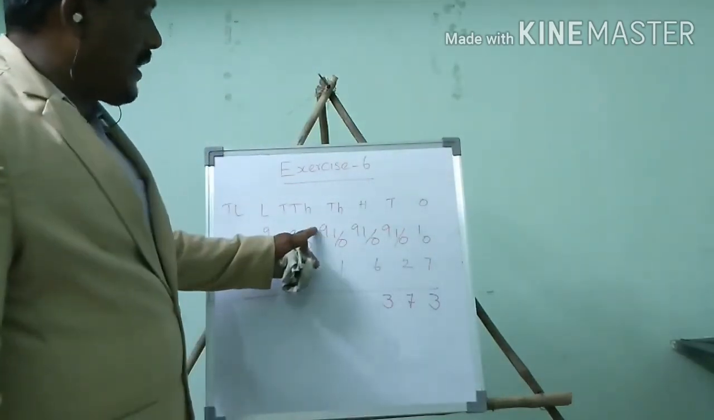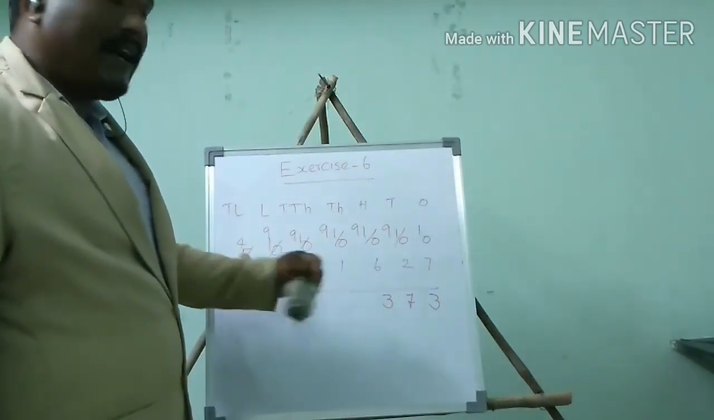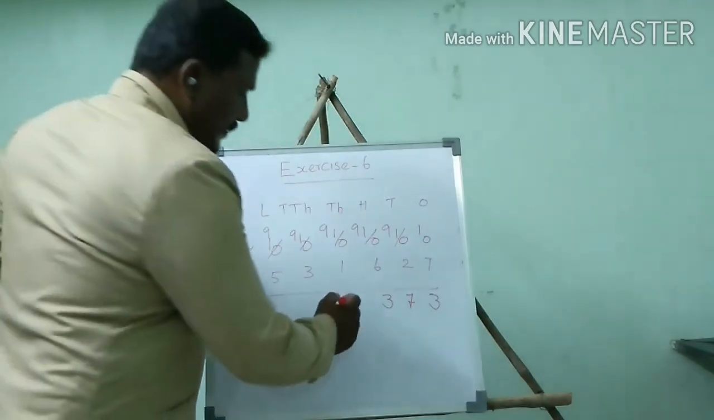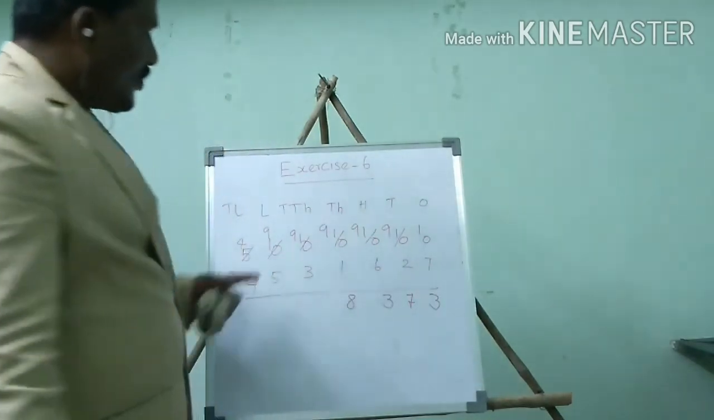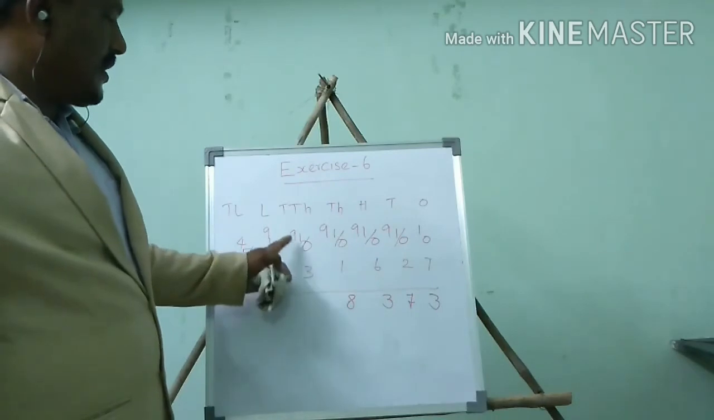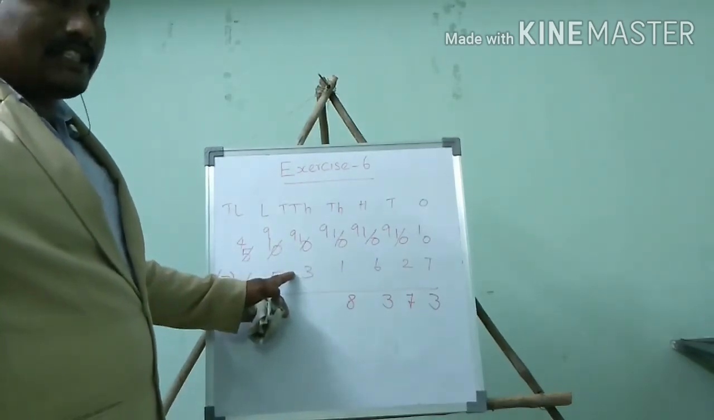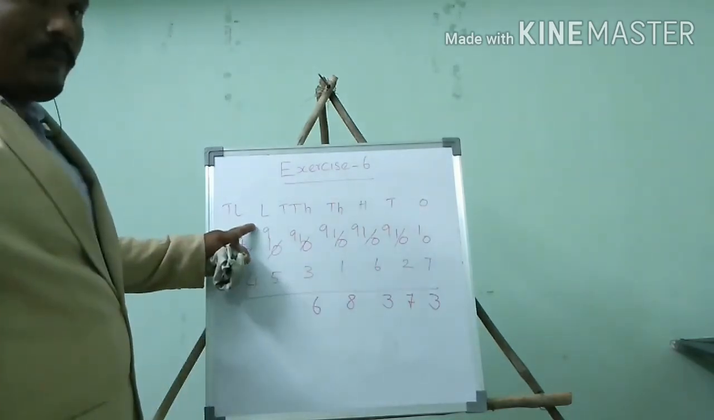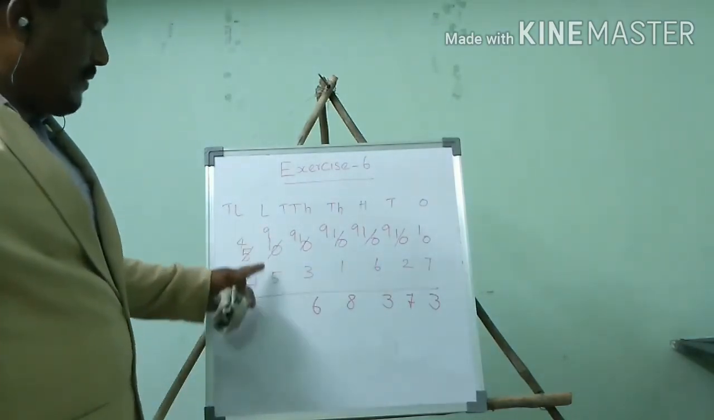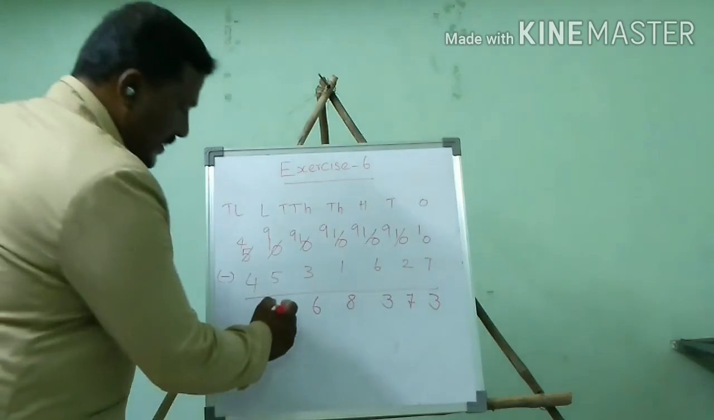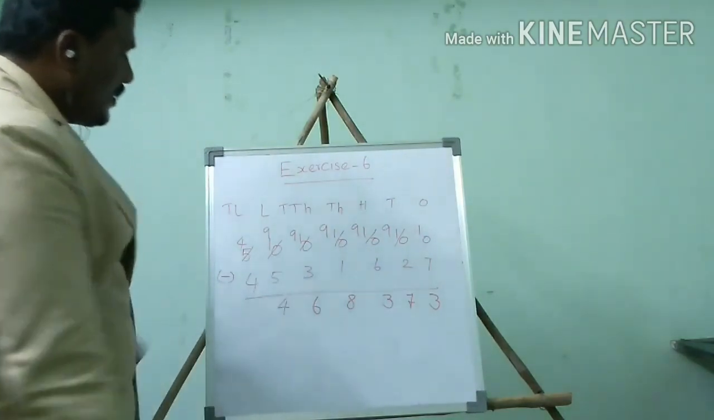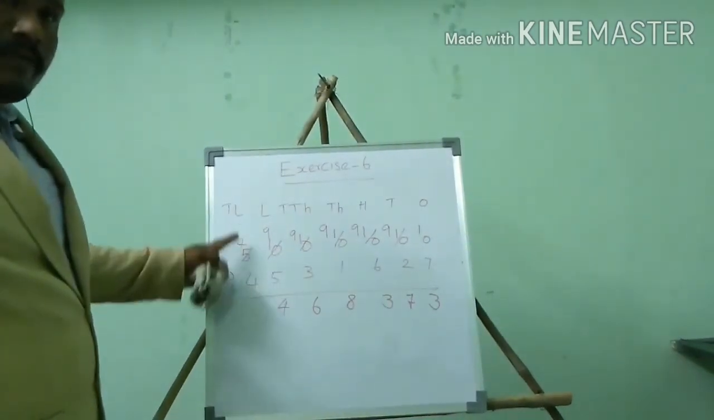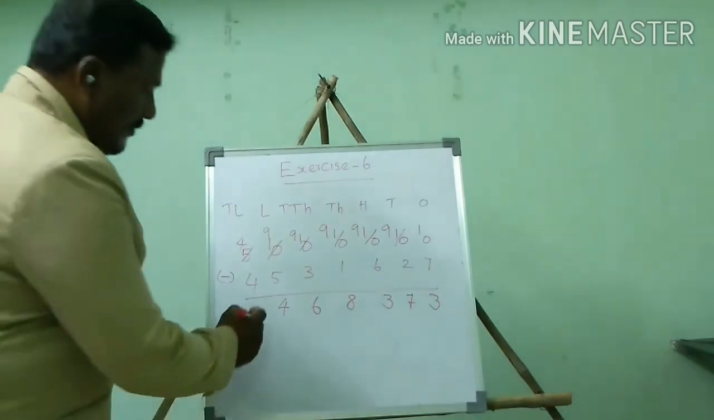Okay. So here 9 rupees, here 1 rupee. So 9 minus 1, 8 rupees. So here 9 rupees, here 3 rupees. So 9 minus 3, 6 rupees. Here 9 rupees, here 5 rupees. So 9 minus 5, 4 rupees. Here 4 rupees, here also 4 rupees. So both are the same now. So here we will put 0.